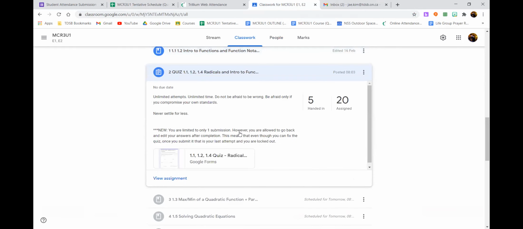Please also note that the quiz is up. Some people have already finished it. It's on 1.1, domain and range and functions, 1.2, function notation, and radicals, which is 1.4. All right.